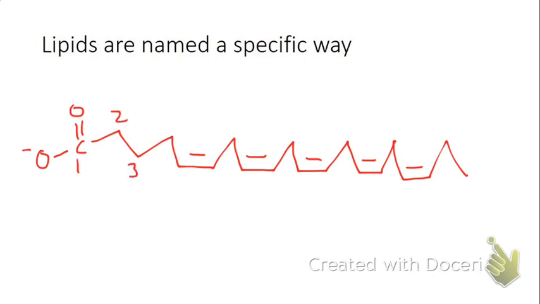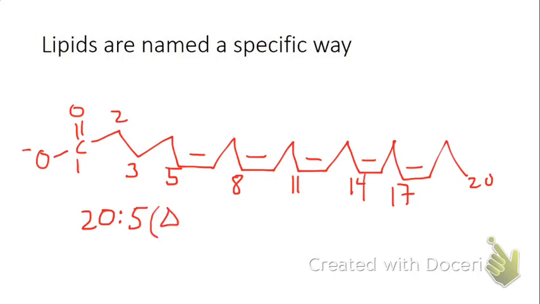1, 2, 3, 4, 5, 6, 7, 8, 9, 10, 11, 12, 13, 14, 15, 16, 17, 18, 19, and 20. So we are going to name this fatty acid 20 carbons. There are 1, 2, 3, 4, 5 double bonds, and we have to put the carbon where they start.